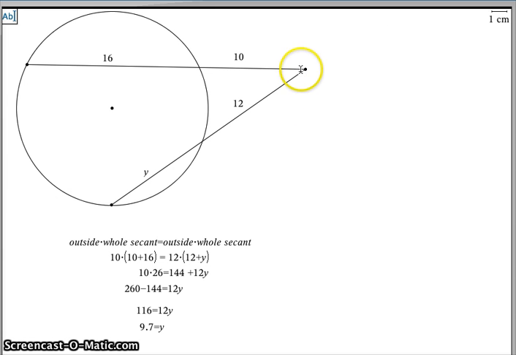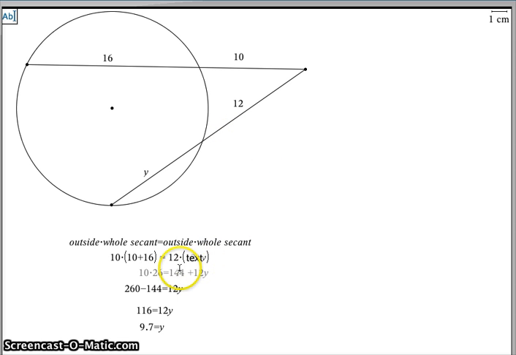The next one is about this chord length when the vertex is on the outside of the circle, and this one can look a little confusing, but you take the outside of the segment, then you take the whole secant. So for this top secant, I did the outside, which is the 10, and then I did the whole thing, which is 10 plus 16. For the other secant, I did the outside, which is 12, and then the whole thing would be 12 plus y. A common mistake there would be to say that that length is 12y, but it's not. We have to add it together.